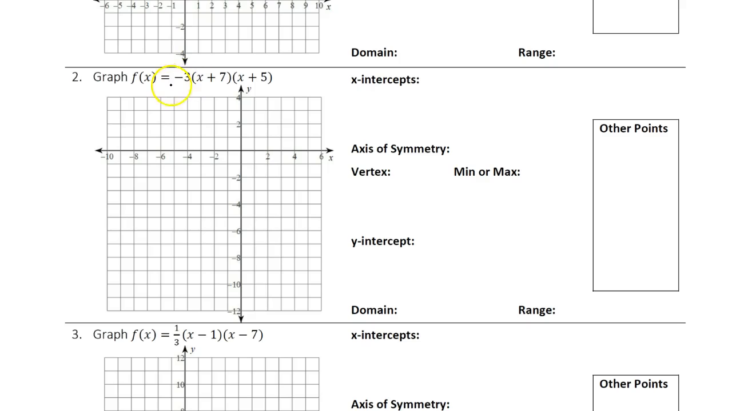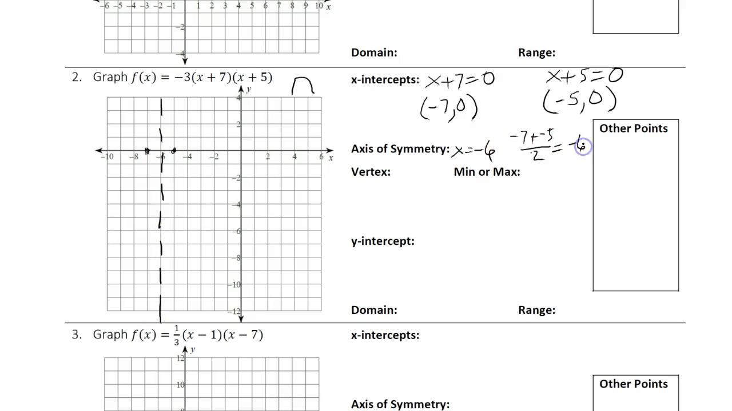Now that you have tried it, check your work. A is negative, so this parabola opens downwards. Solve for the x-intercepts. The x-intercepts are -7 and -5. The axis of symmetry is halfway between at x equals -6. To find the vertex, plug in x equals -6 and solve for y.